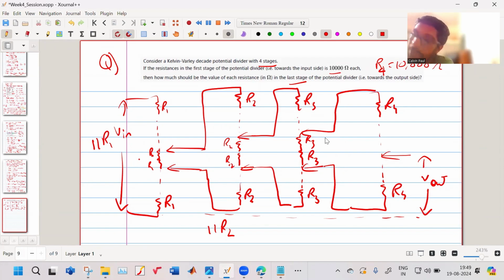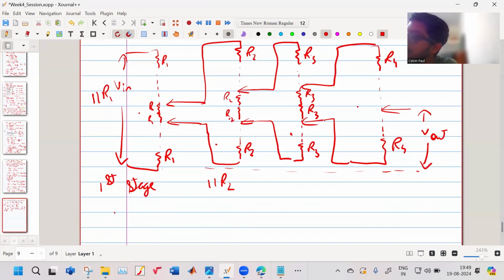So what actually happens in the Kelvin-Varley connection is, okay, this is the first stage. Then there's a second stage, third stage, and the final stage. First stage, second stage, third stage all have 11 sets of resistors. The final stage has 10 resistors or 10 R4.